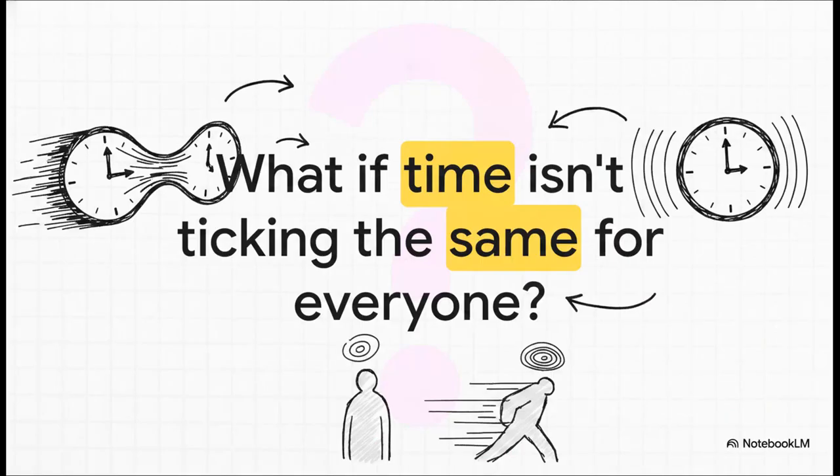So, let's kick things off by challenging your fundamental perception of reality with a pretty simple question. What if time isn't ticking at the same rate for everyone? I mean, we just go through our days assuming a second for me is exactly a second for you, right? No matter what we're doing. But what if the very act of moving physically changes the nature of time itself?